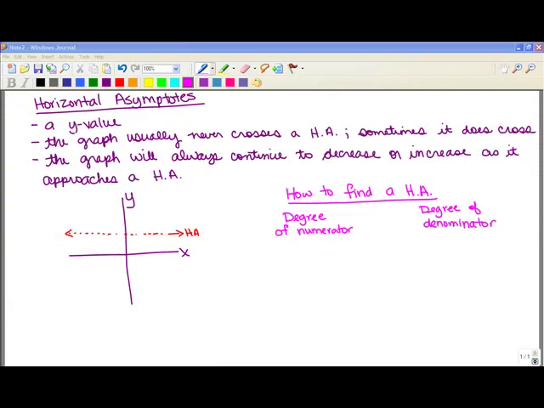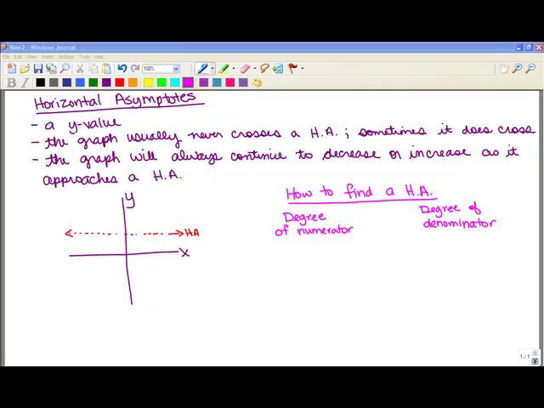This video will teach you a little bit about horizontal asymptotes. A horizontal asymptote is a y-value. When we graph a function, the function usually never crosses a horizontal asymptote, but sometimes it can, depending on the particular function. The function will always continue to either decrease or increase as it approaches a horizontal asymptote. It never becomes constant.